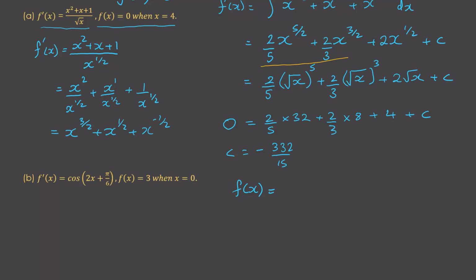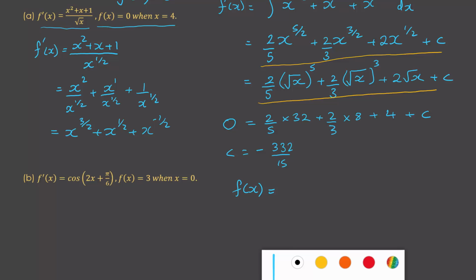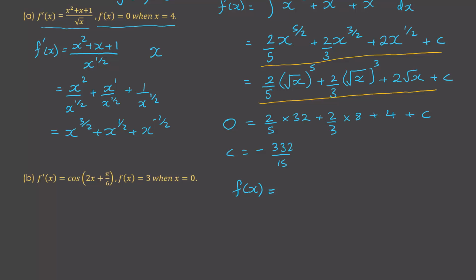now you could express it this way, you could express it this way. I'm going to express it differently again here. If you think about x to the 5 over 2, that's x to the 2.5. So I could do that as x squared root x. And that's what I'm going to do here. I'm going to say that that is 2/5 x squared root x. And then the next one would be 2/3 x root x. Then we've got plus 2 root x. Take away 332 over 15.